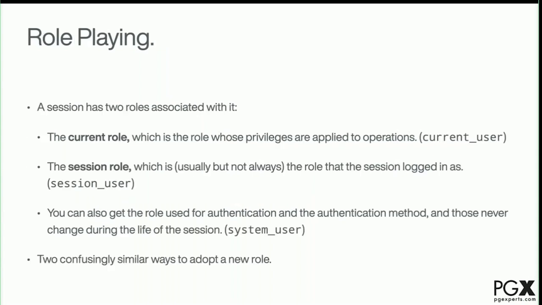We said at any one time a session has a role associated with it, which is true, but it actually has three. I say two here, but it's really three. The current role is the role that is used to check all the privileges. It's the one whose privilege set is important. You can get it with the function current_user. Current_user is really weird because it's taken from the SQL standard. It's a function that you can't put parentheses after. So there's no paren after it.